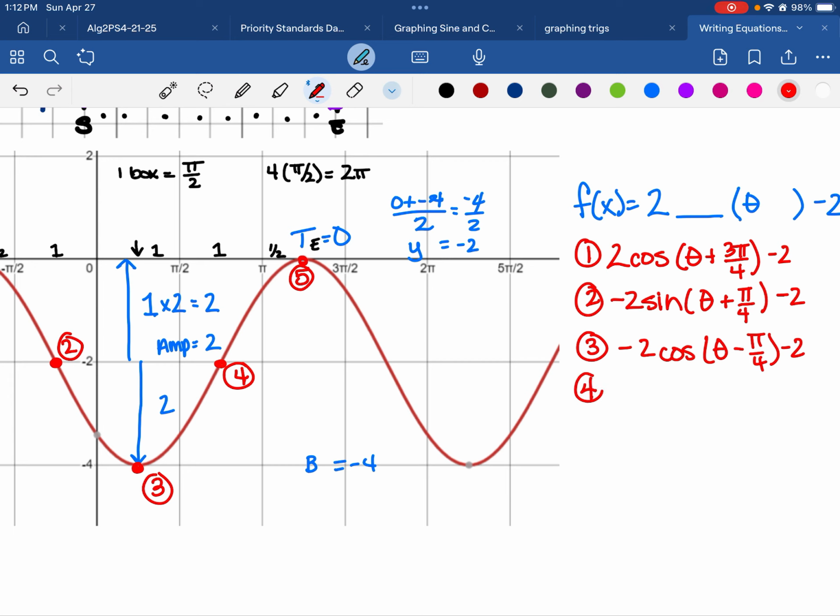And number 4 is sine theta with a 2 in front, minus 3 pi over 4, minus 2.